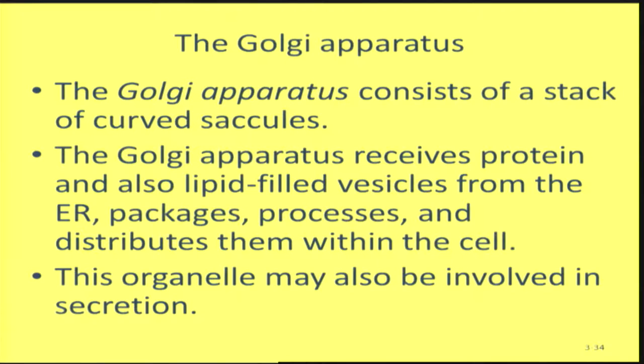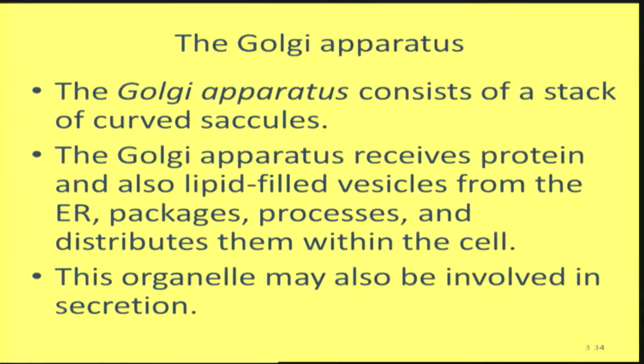Now what does the Golgi apparatus do? The Golgi apparatus receives the protein and also the lipid-filled vesicles from the endoplasmic reticulum. They package, process and distribute them within the cell. So the Golgi apparatus receives proteins and lipid-filled vesicles from the endoplasmic reticulum. They package, process and distribute them within the cell.